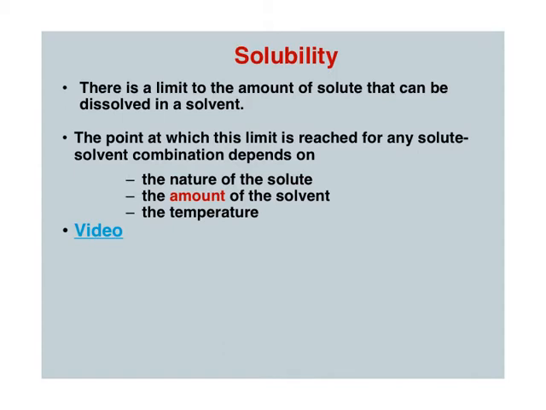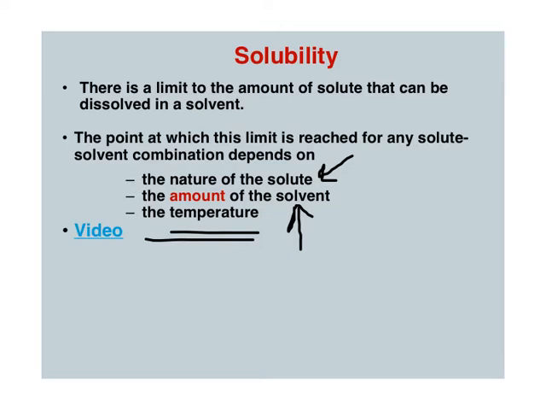So, what is solubility? There is a limit to the amount of solute that can be dissolved. This is called a solubility, and it's just an amount. The point at which the limit is reached for how much solute you can pour into a solvent, or how much sugar we could put into the tea or the water, depends on three things: the type of solute, the amount of solvent, and again, the temperature.